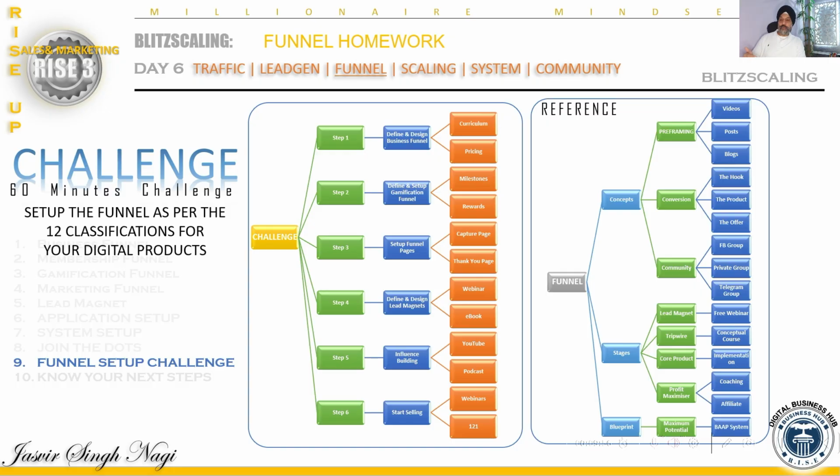Step 5 is influence building, which is your YouTube and your podcast. And then step 6, start selling. That is webinars and one-to-one. So if you see, that is how the steps are laid out in the form of a challenge, which you can start putting into execution mode.